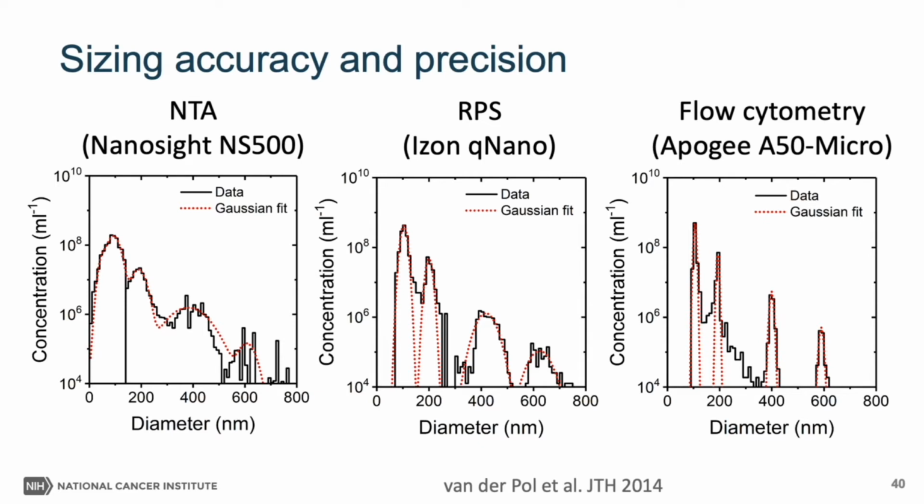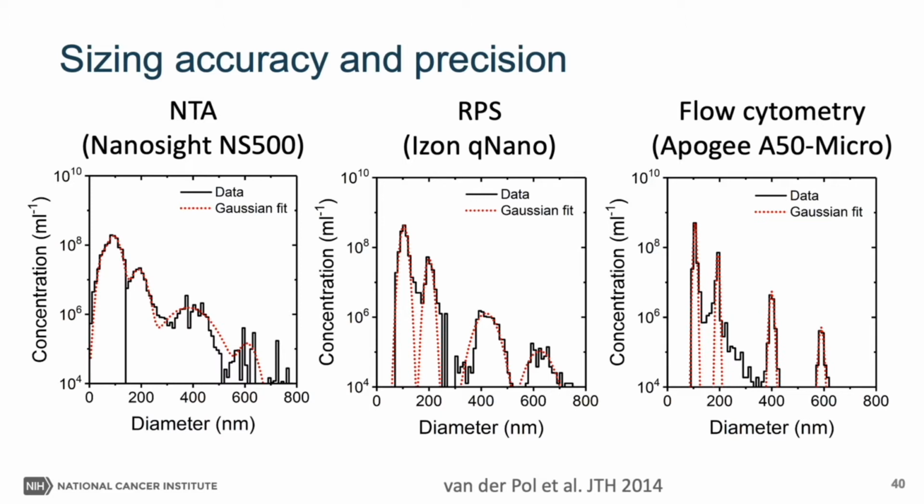To quantify the sizing accuracy and precision, we have measured the size distributions of a mixture of polystyrene beads with nanoparticle tracking analysis, resistive pulse sensing, and flow cytometry followed by Rosetta Calibration, and fitted the results with Gaussian functions. Please note that the bead concentration decreases with increasing diameter, like in many biofluids. It is clear that nanoparticle tracking analysis measured the broadest peaks, whereas flow cytometry measured the narrowest peaks, indicating that for sizing beads, nanoparticle tracking analysis is least precise and flow cytometry is most precise.